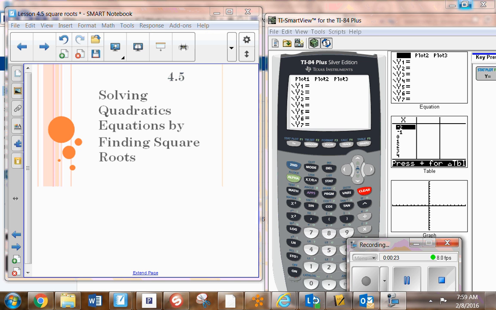There's a lot of different ways you can solve quadratics. We're just going to talk about one method today, and that's the method of finding square roots.